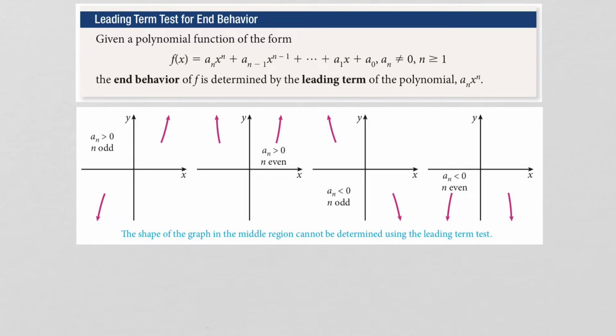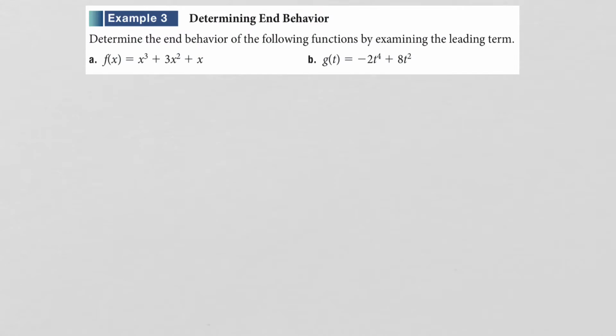Now, if you're completely lost at this point, and you just don't know what I'm talking about with this end behavior, don't worry. We'll be doing lots of graphs, and we'll talk about that end behavior in each graph. So here we have an example where it says to determine the end behavior of the following functions by examining the leading term. That's not exactly accurate. We need to look at the leading term and the degree.